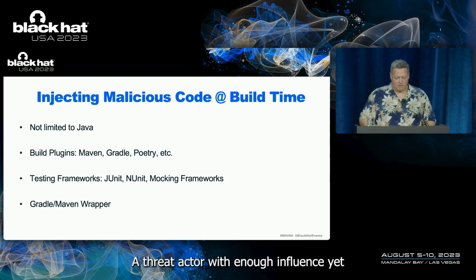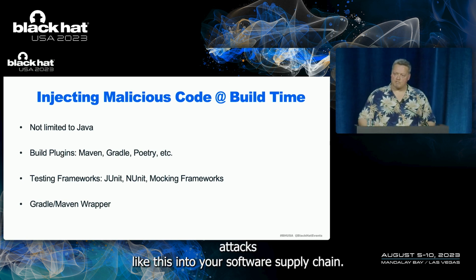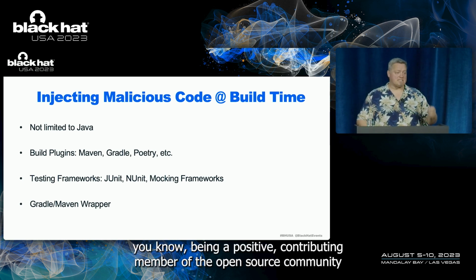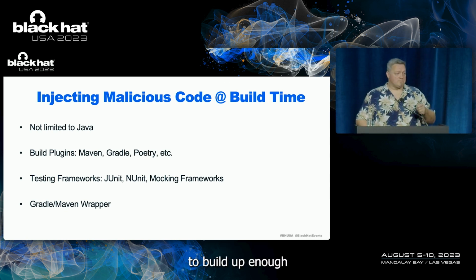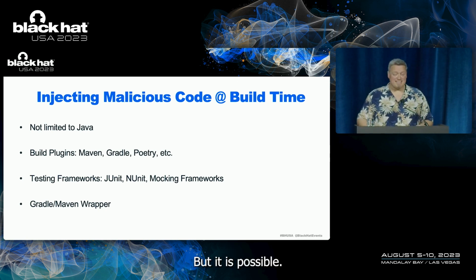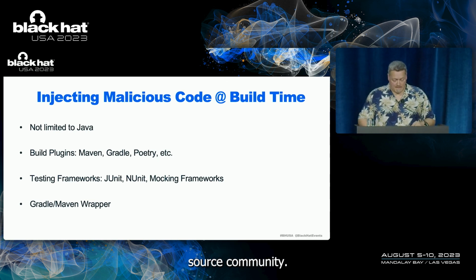A threat actor with enough influence, be it monetary, geopolitical, ideological, has the ability to inject attacks like this into your software supply chain. It may be the long game. It may take being a positive contributing member of the open source community to build up enough trust until you can inject an attack like this, but it is possible. It is absolutely possible to have an insider threat in your open source community.